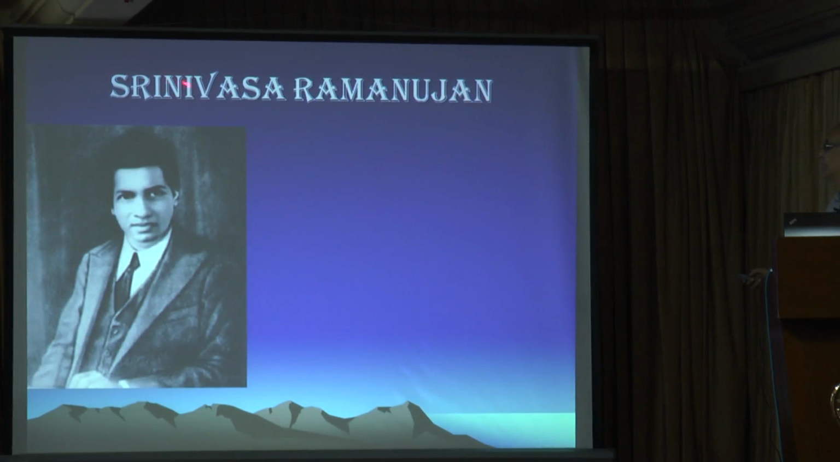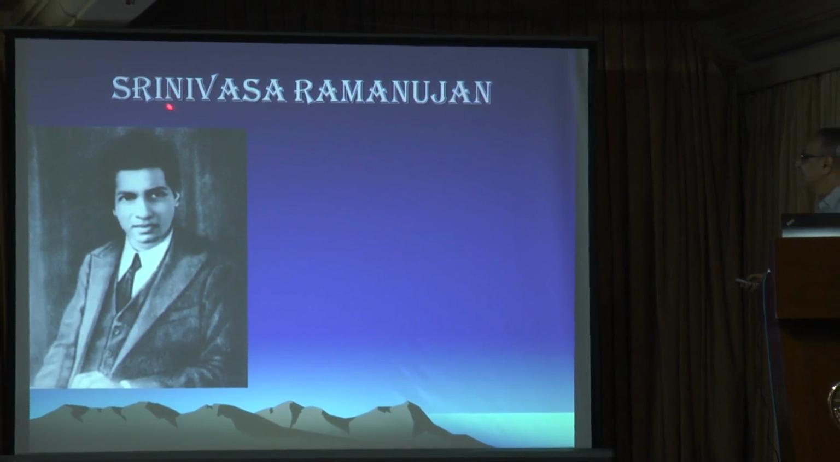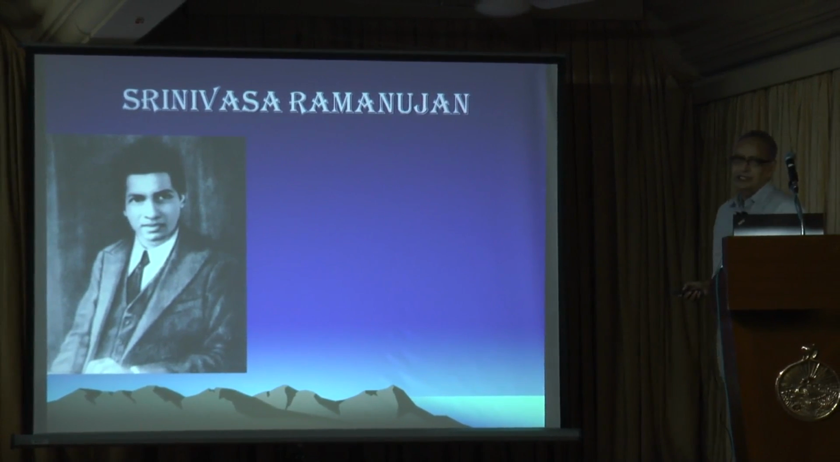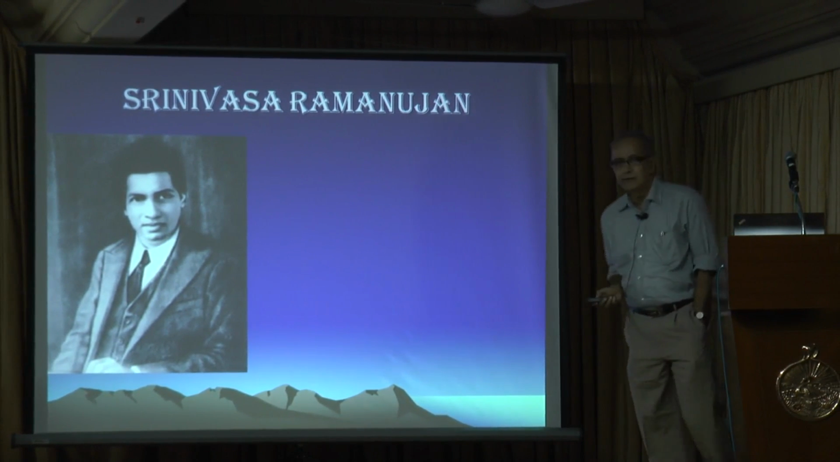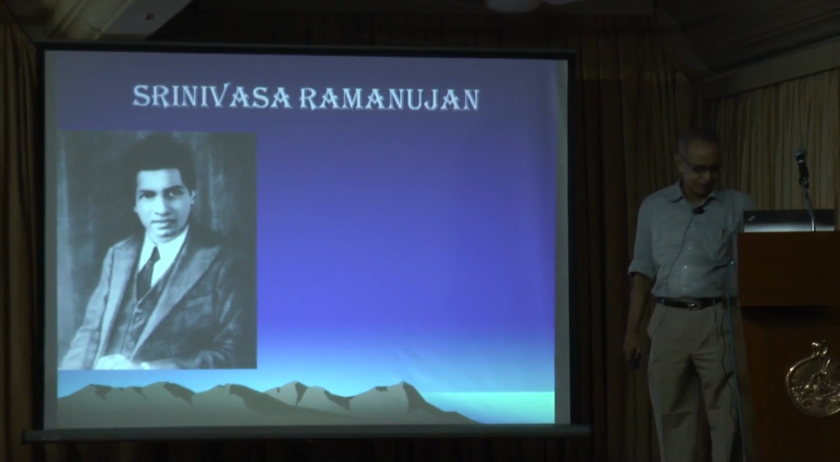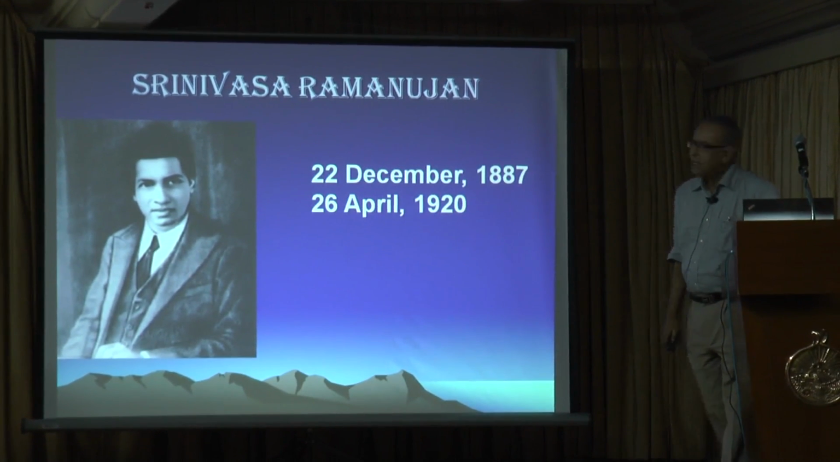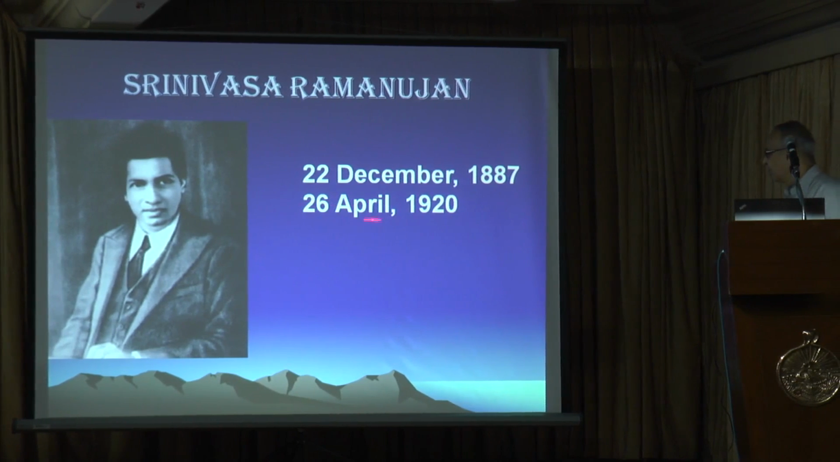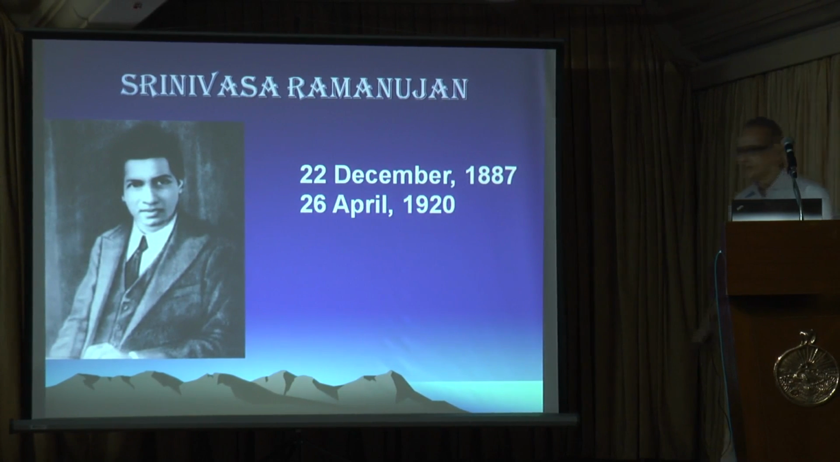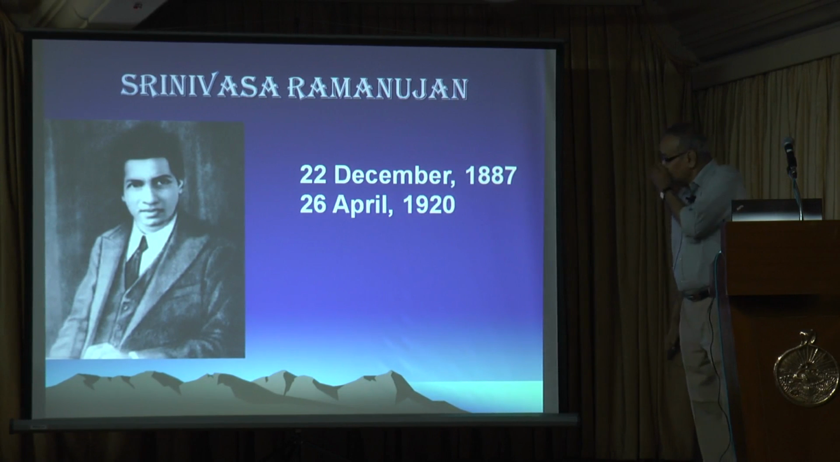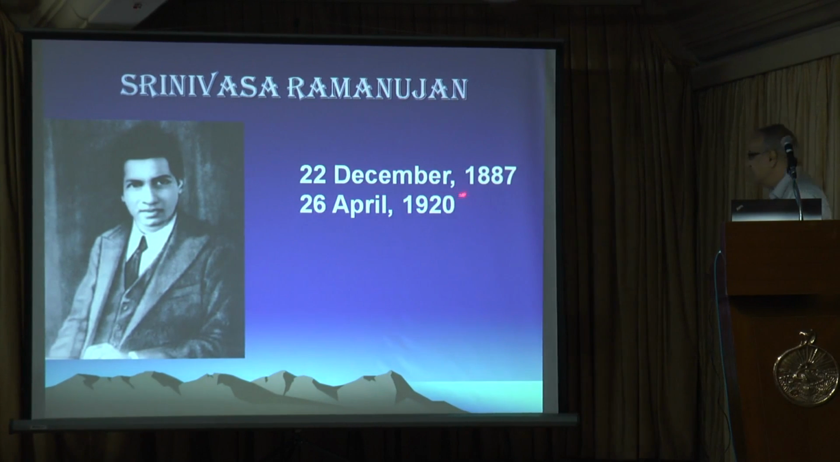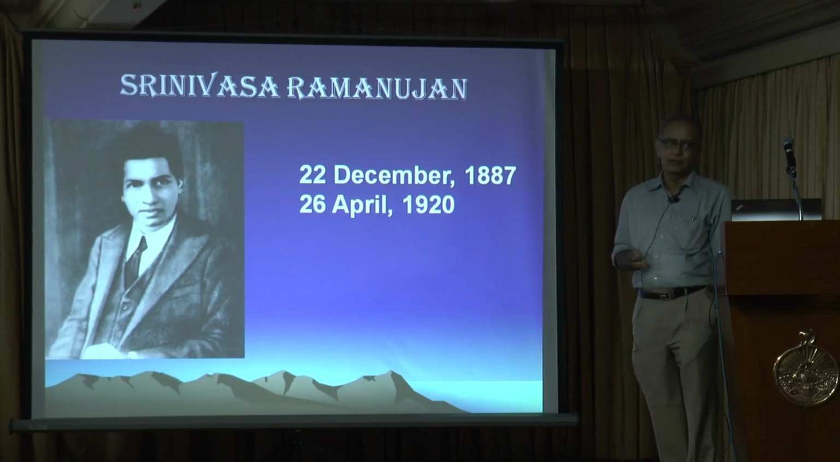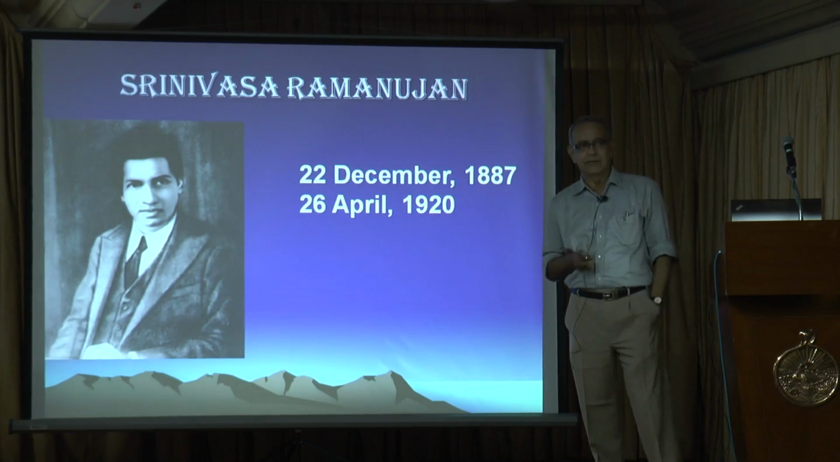Ramanujan is the best mathematician that India has produced in the modern era. He was born on 22nd December 1887 and died very young in 1920. Besides this short lifespan, there are three other things I would like to mention so that we can all appreciate the genius of Ramanujan.